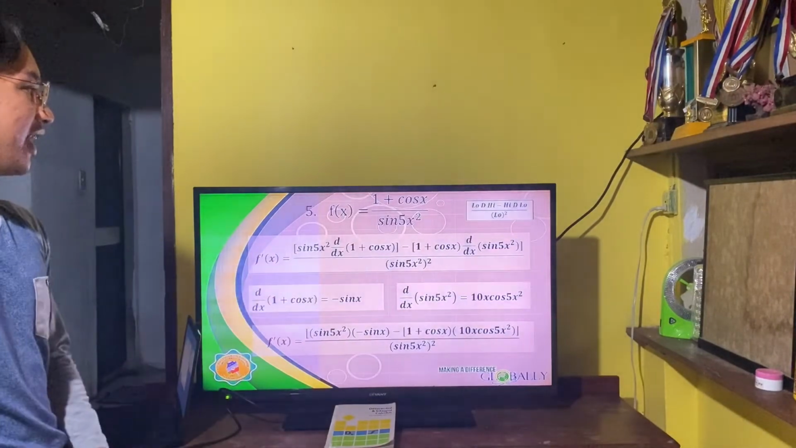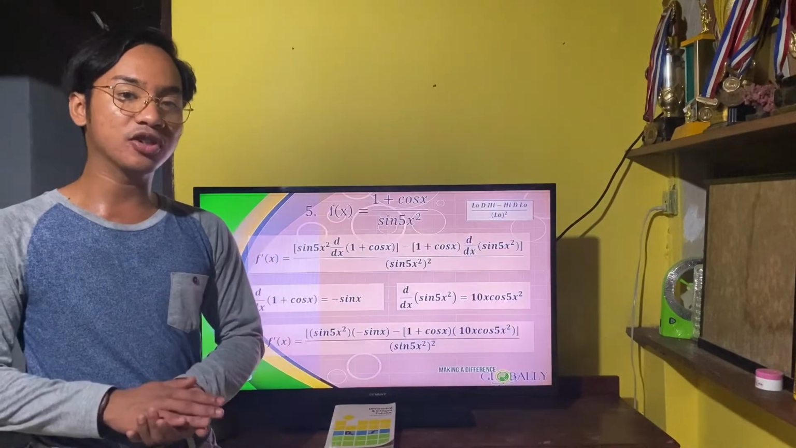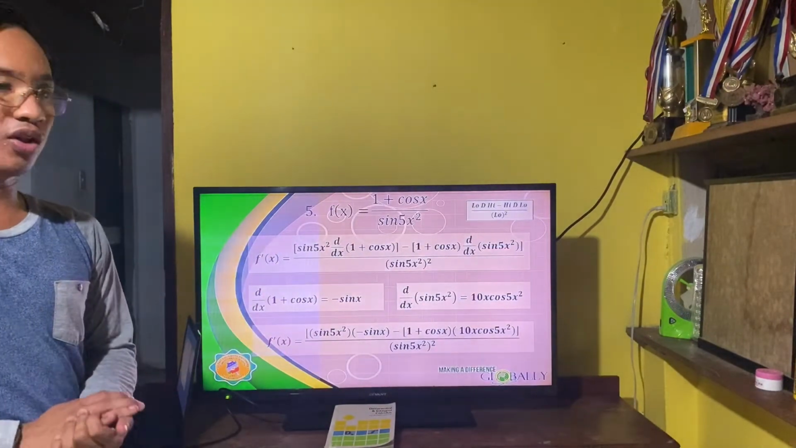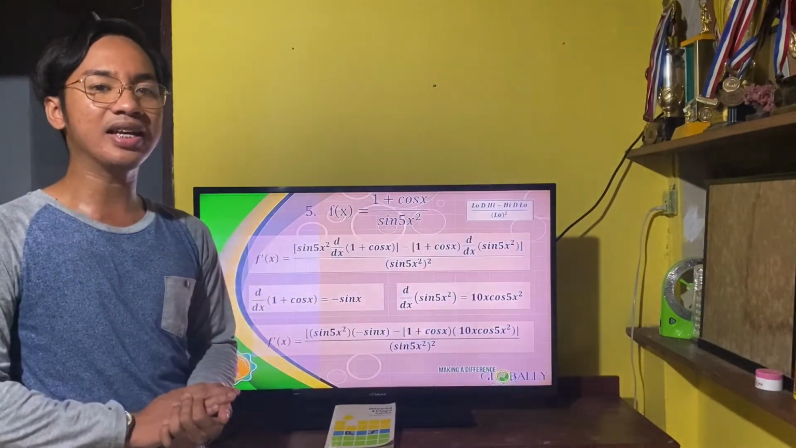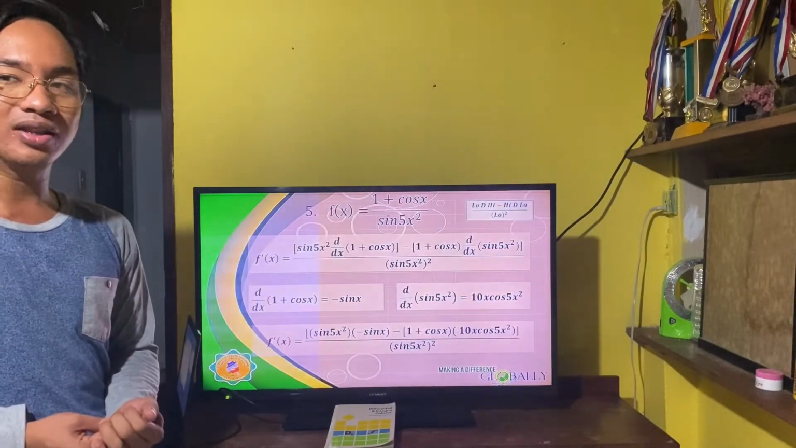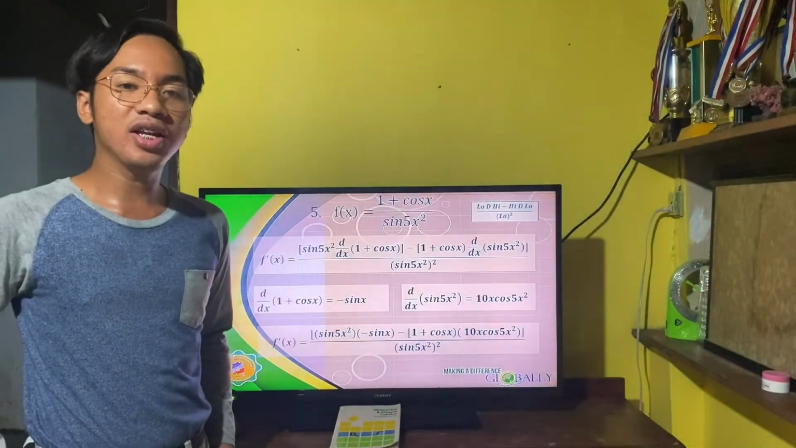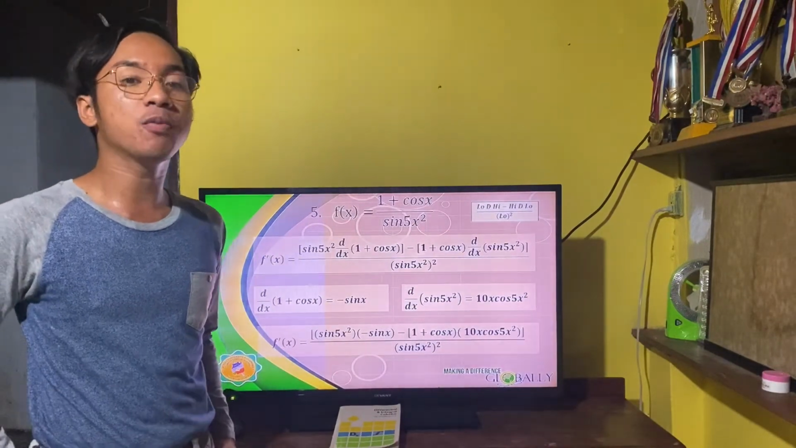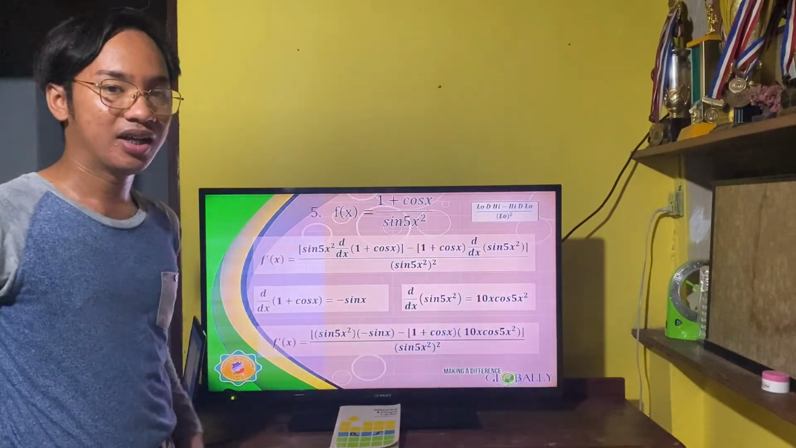So as you can see in this example, we are applying the derivatives of trigonometric functions and at the same time the quotient rule. So as we go on through the different rules in derivatives, we are applying also the different formulas that we've learned before. That's why we need to practice in order for us to master the different rules in derivatives.